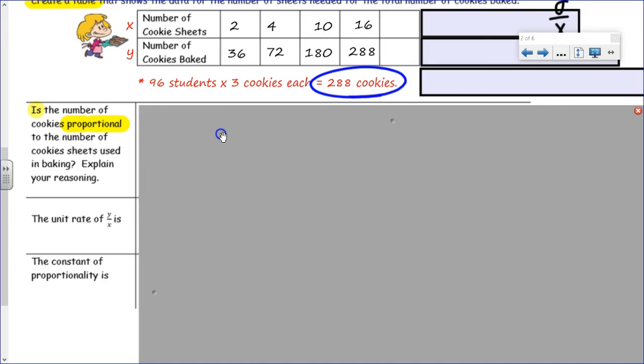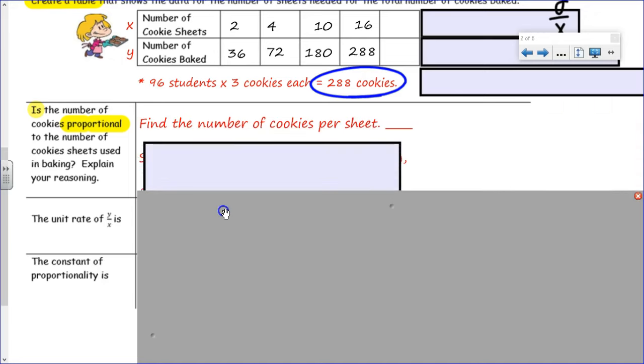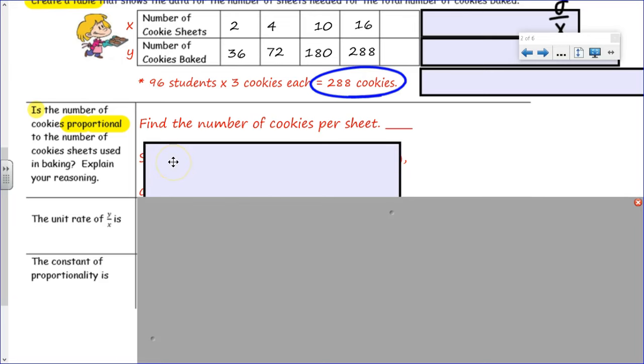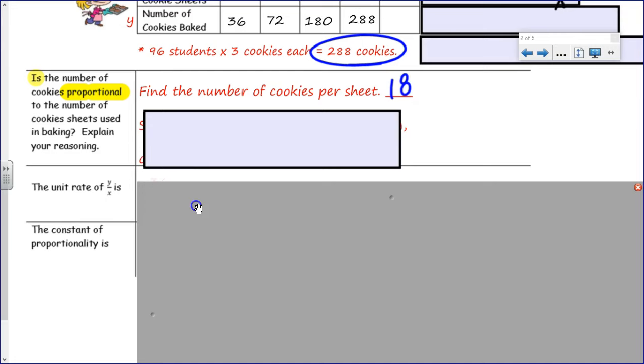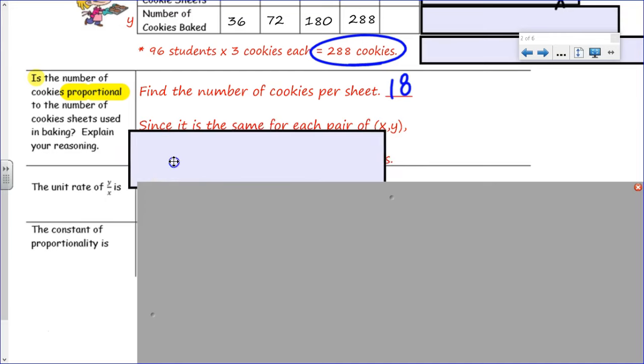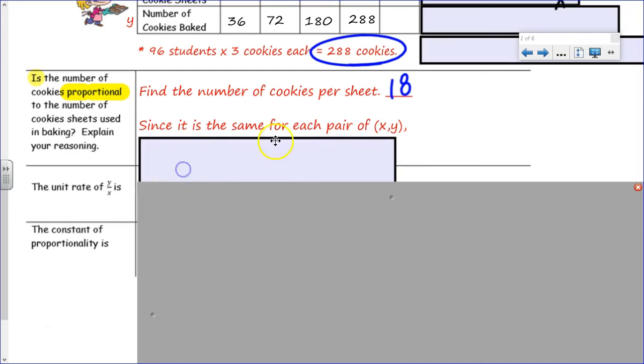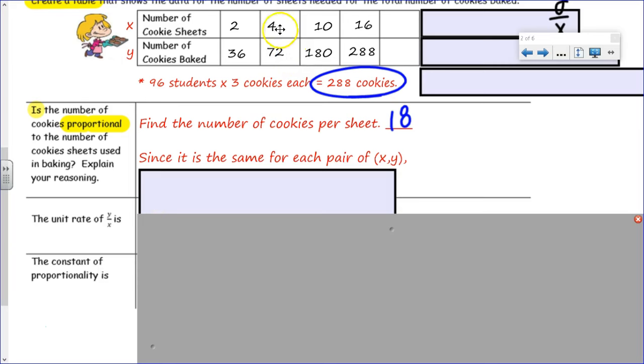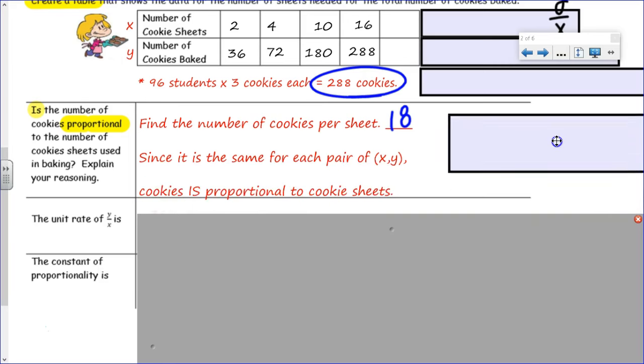Okay, is the number of cookies proportional to the number of cookie sheets used? You should say yes. The number of cookies per sheet is 18. Hopefully when you did y divided by x, you got 18. Since it is the same for each pair, every time I divide, 72 by 4, 180 divided by 10, 36 divided by 2, it is proportional.